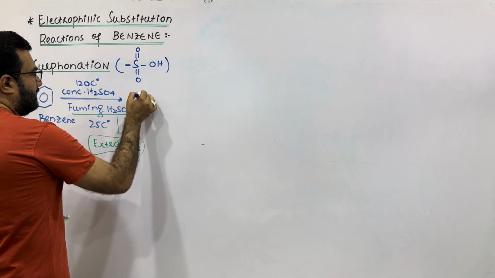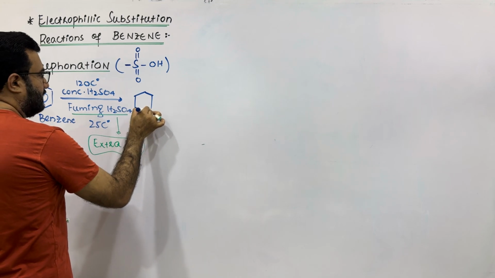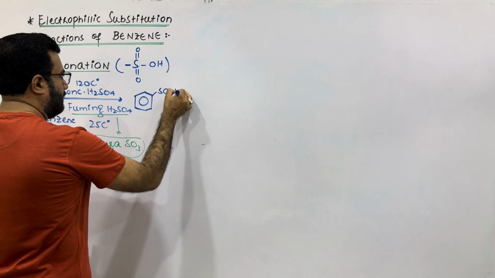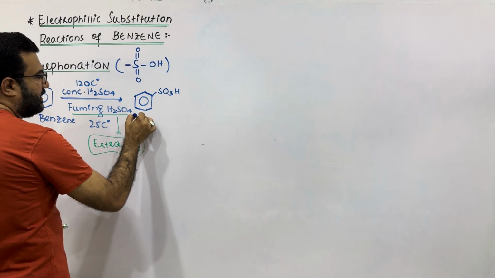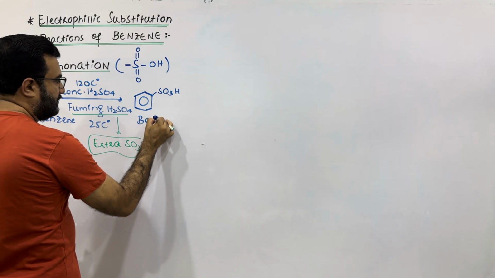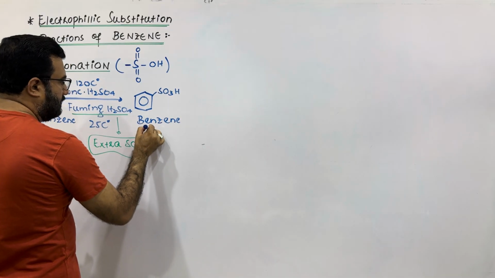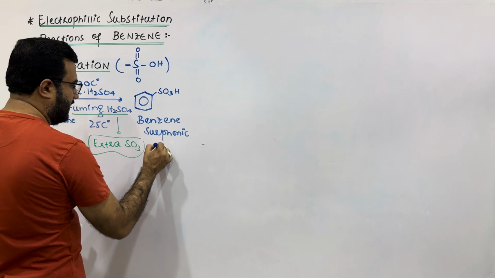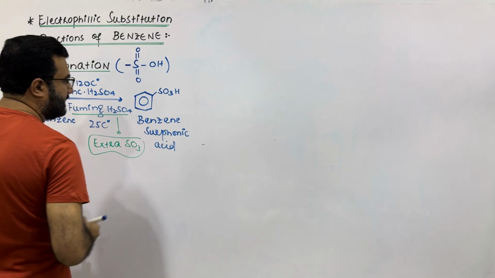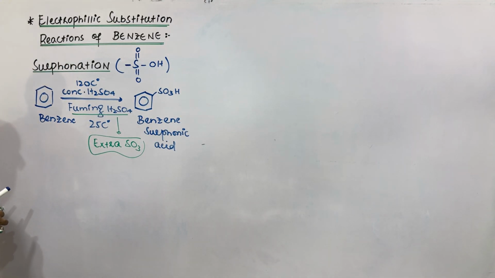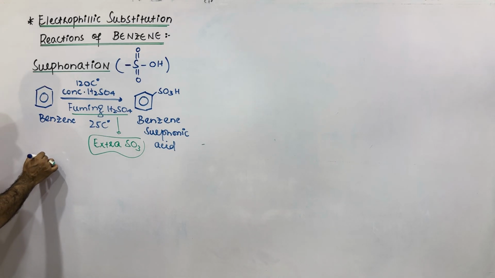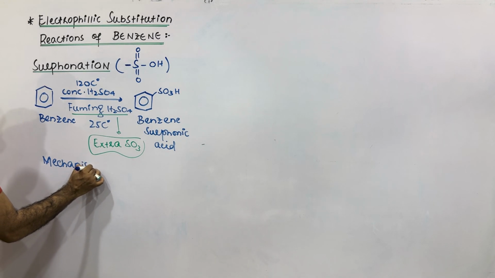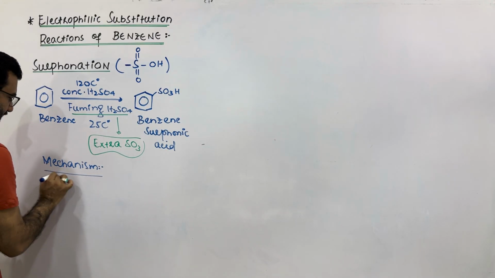And then the sulfonic acid group is introduced to the benzene ring and it is changed to benzene sulfonic acid. Now, my dear students, let us talk about the mechanism of this reaction.